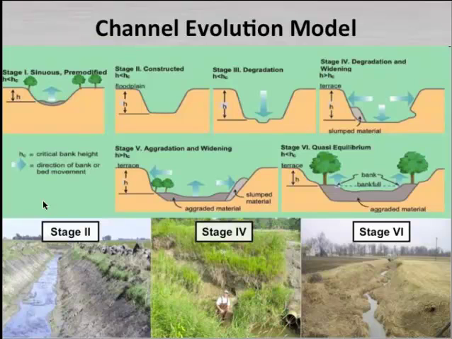And then stage 6 is the final. If you look at the bottom right corner, there's a picture. That was a ditch that was constructed as a trapezoidal channel, and through these natural processes, through this channel evolution, it actually built the two-stage channel on its own.